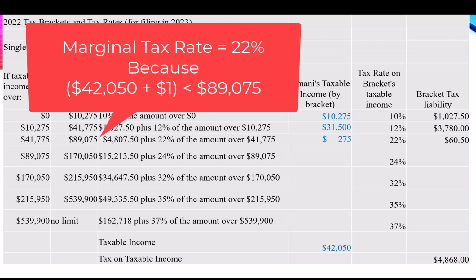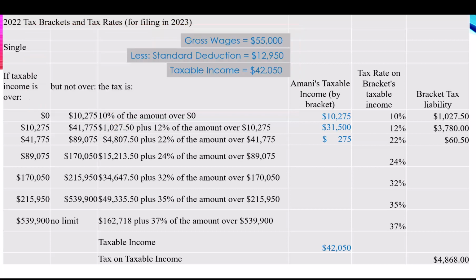We could also identify the marginal tax rate. If we were to add one more dollar of taxable income for this taxpayer, they would have $42,051 of income. Since that extra dollar doesn't exceed the bracket maximum of $89,075, their marginal tax rate would also be 22%. While this perfectly illustrates the progressive rate structure that we have for our tax code, we learned another way to utilize this tax rate schedule.